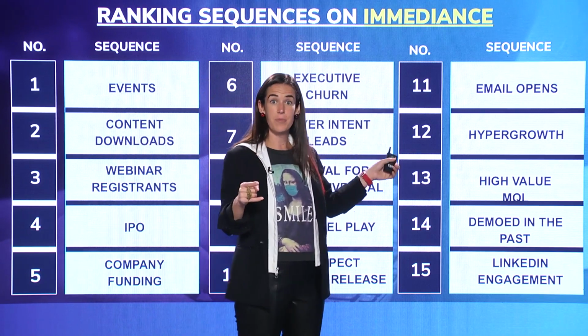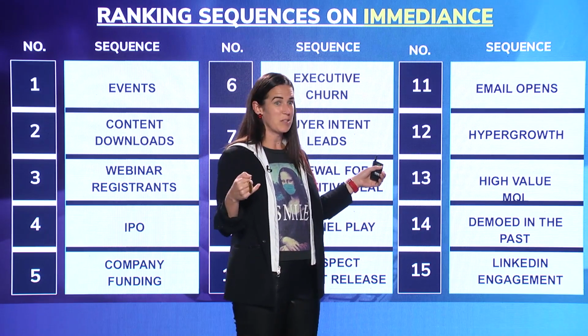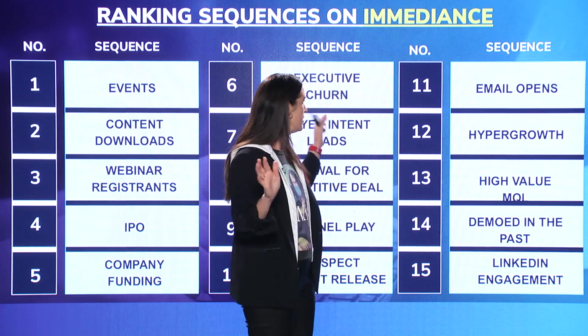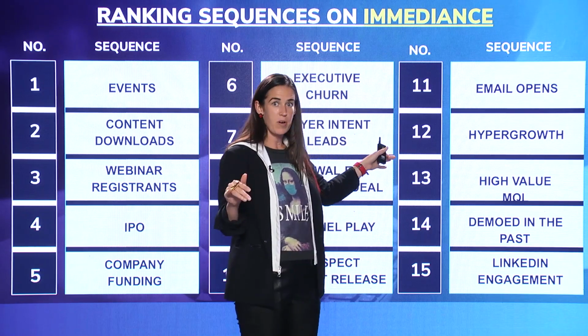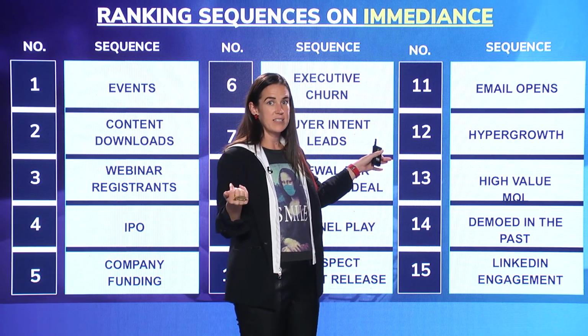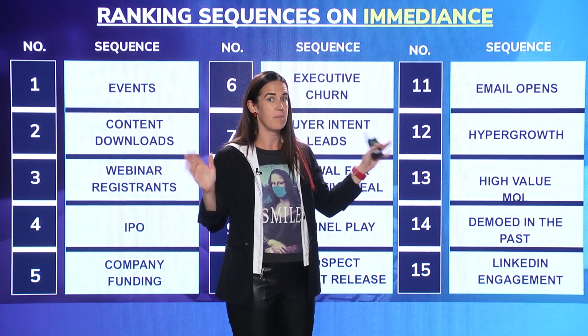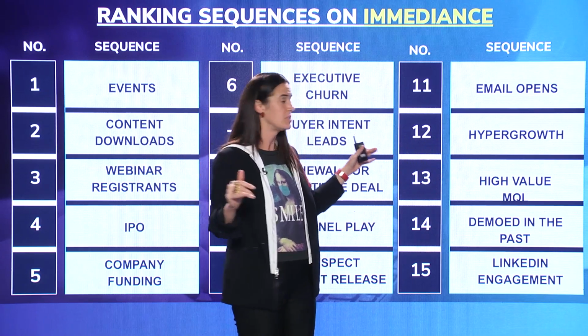Number 11, email opens. So this is when your prospect opens your emails from any respective sequence out of the 30. Number 12, hypergrowth. If they're going through a hypergrowth phase. And these aren't ranked in order, we will get into that in the next slide. This is just the comprehensive book of where timing comes into play.